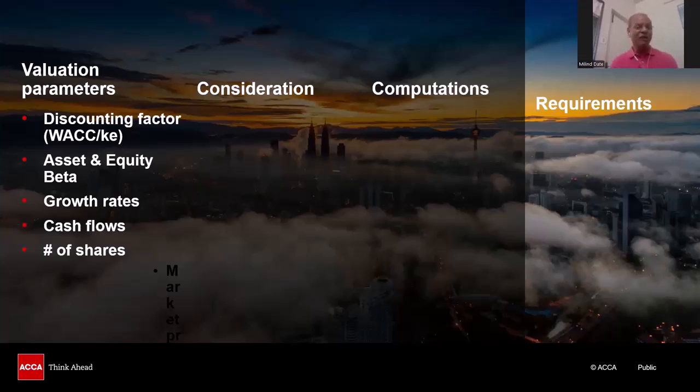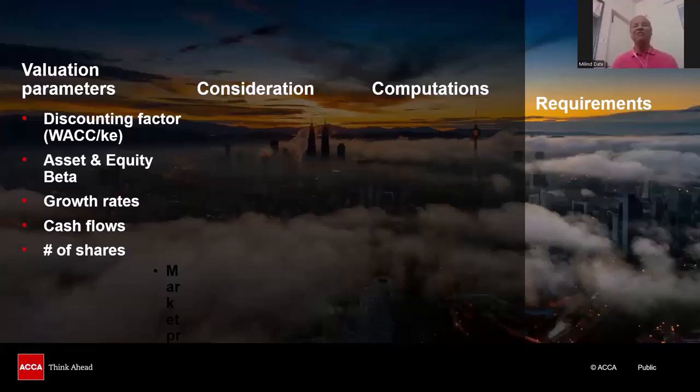Sometimes, especially in a 25 marker, you will be given the cost of capital to be used. In a 50 marker, maybe the examiner would need you to estimate the discount factor, either WACC or cost of equity, for which information like asset beta, equity beta, the CAPM related data, that is risk-free rate of return, risk premium, etc., will be available.